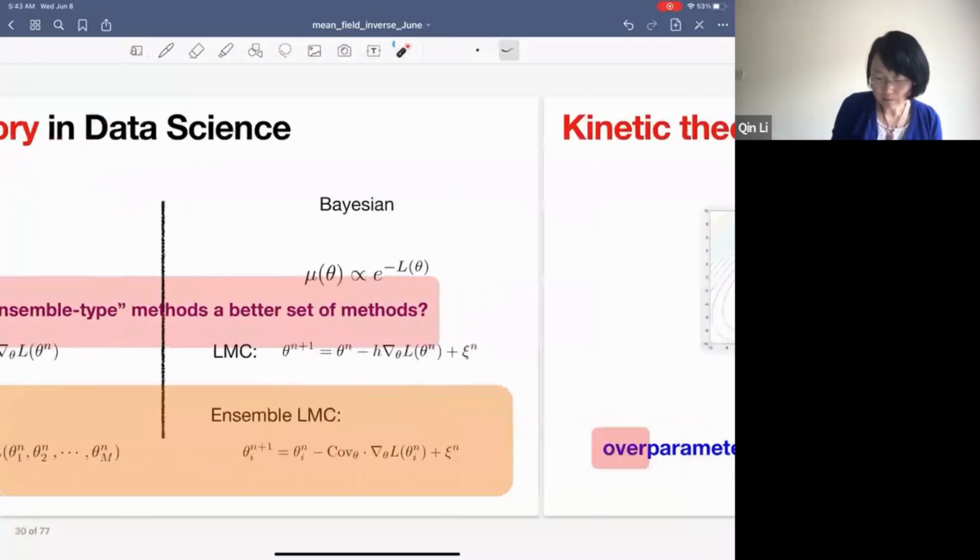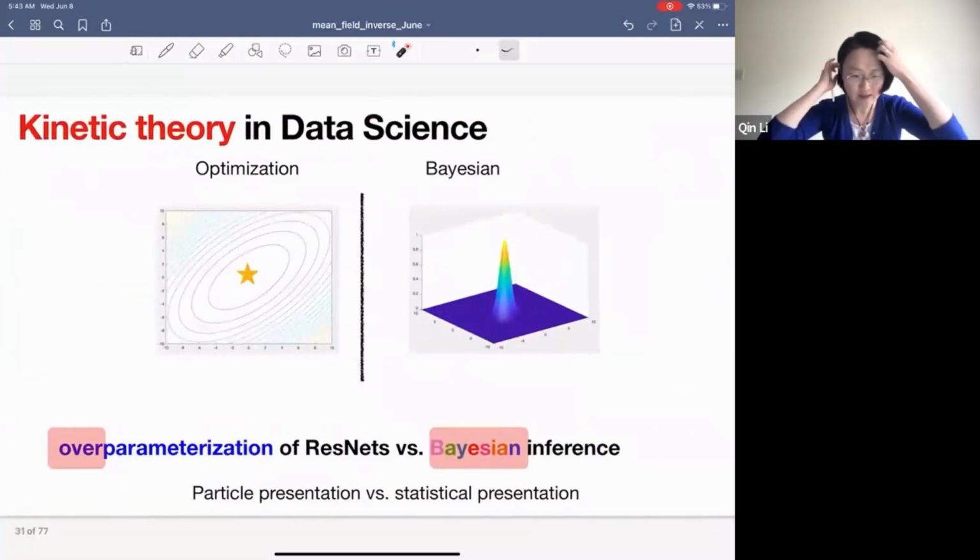We're not there yet, but at least for today, I'd like to show you two examples where the ensemble method at least works. Whether it works better or not is a different story, but at least it works. So there are two examples.